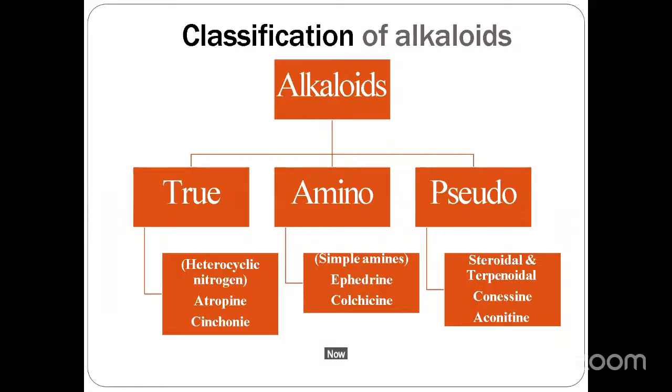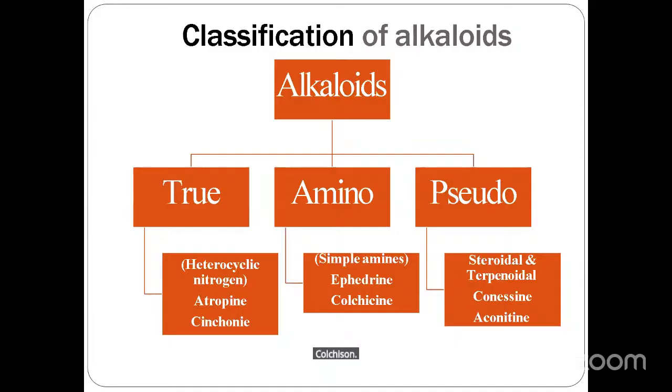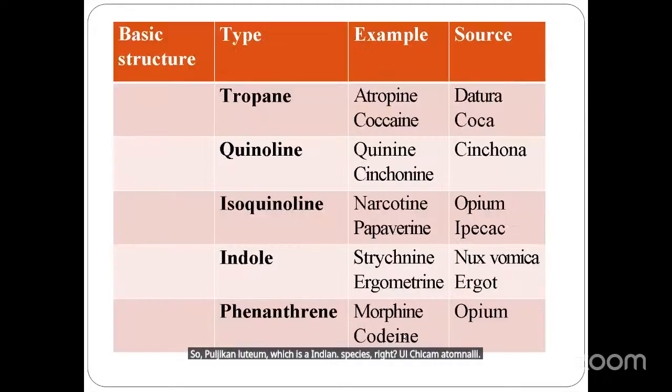Now we'll go for the chemical classification. A question may be asked: which is an example of simple amino containing alkaloids? You must know that ephedrine is from ephedra, and colchicine is from Colchicum autumnale and Colchicum luteum. So dear student, out of that, which is an Indian species? Colchicum luteum is the Indian species, and then Colchicum autumnale.